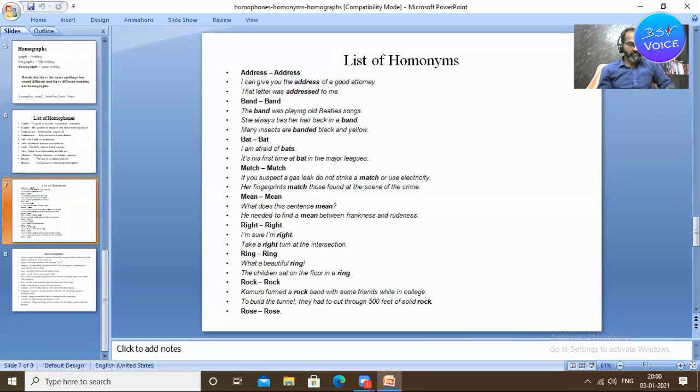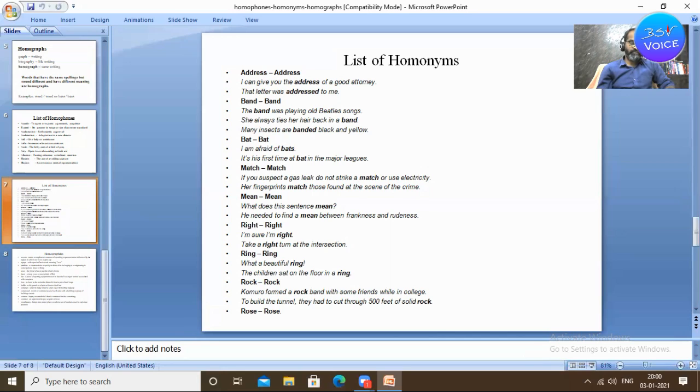And we understand about bow and bow. You know that bow means giving respect to people. B-O-W, bow. One more bow is the other one. So here we understand how the meaning changes.